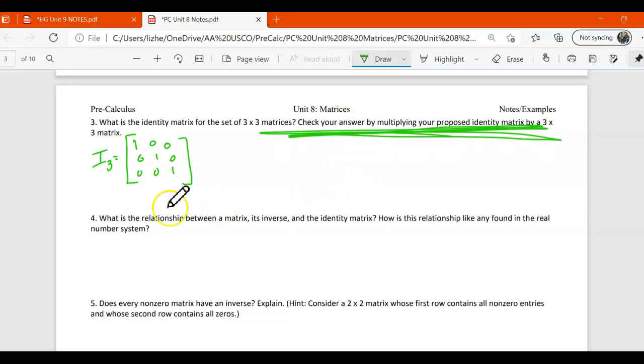Step number 4. What is the relationship between a matrix, its inverse, and the identity matrix? So let's say the matrix, we'll call it A. The inverse would be the inverse of A, and you multiply those and you get the identity matrix. That's the relationship. How is this relationship like any found in the real number system? You could say a real number times the reciprocal of the real number equals 1.